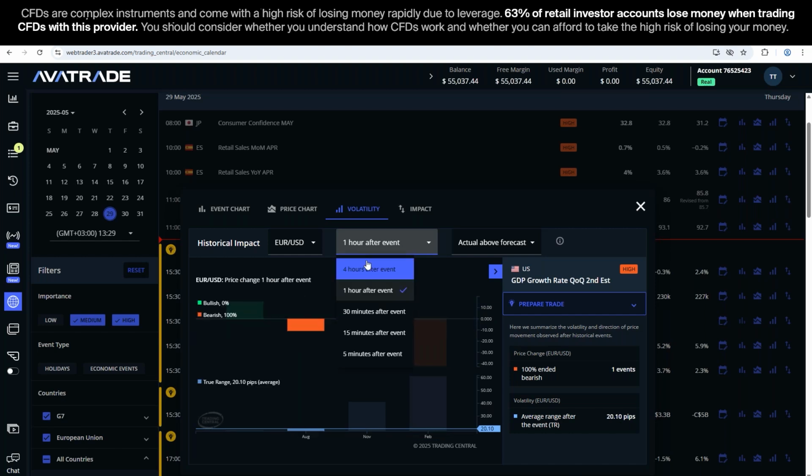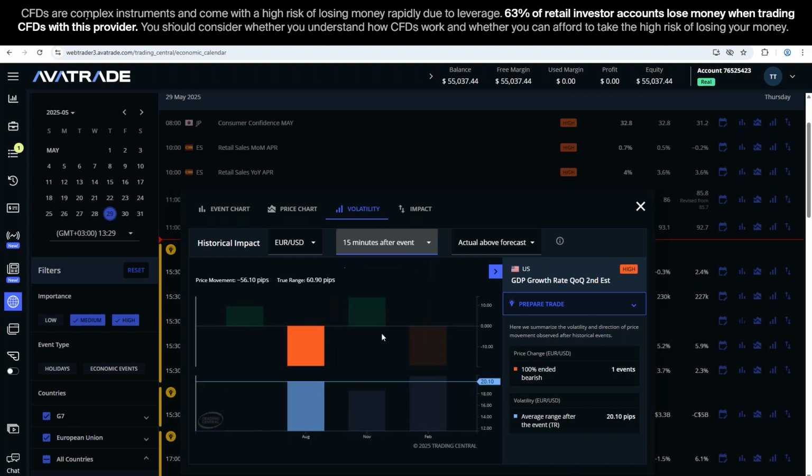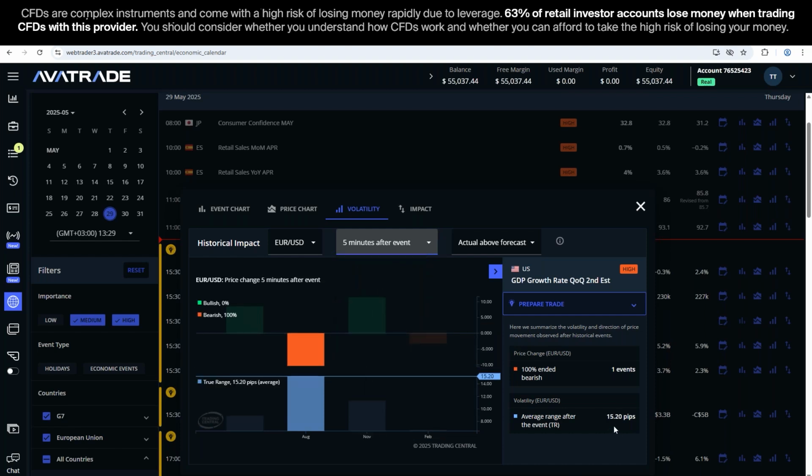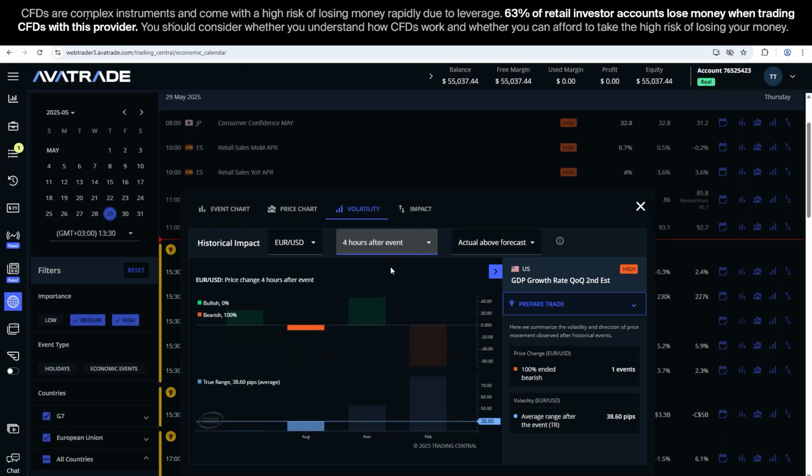Okay, after 30 minutes, it was down 20 pips. After 15 minutes, it was down 20 pips. After 5 minutes, it was only down 15 pips. And within that first 5 minutes, had a spike up. So you can start to analyze the timing of how you would trade the announcement as well. What has it done in the past?